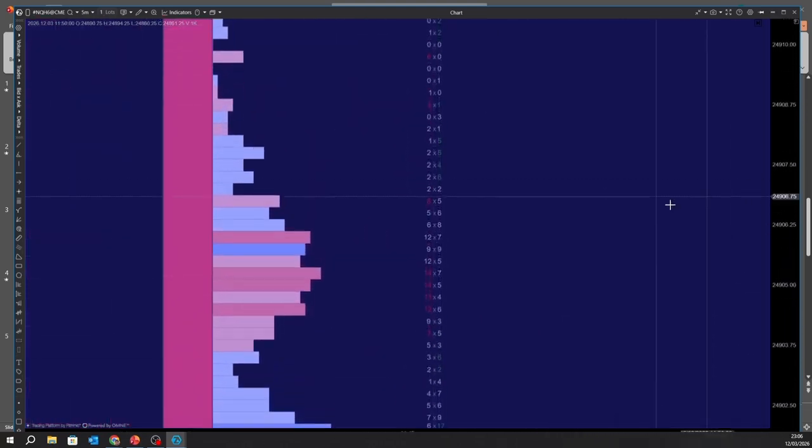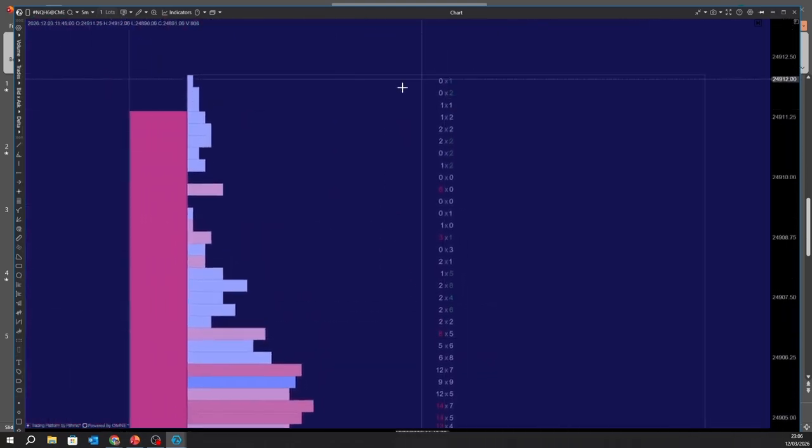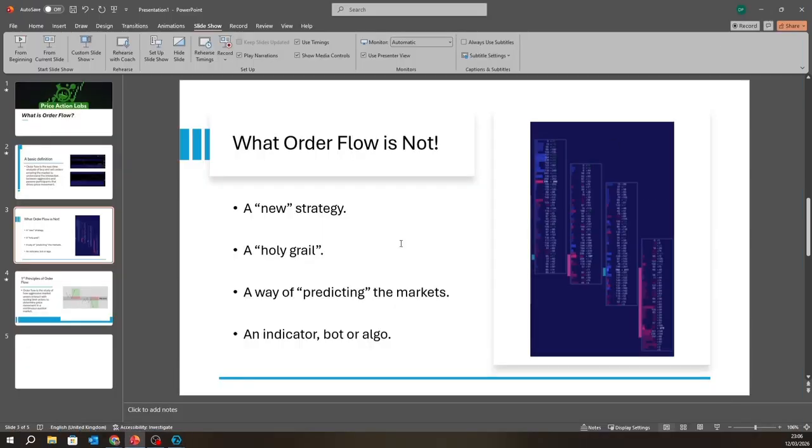Now, it is your job to read the numbers, and it's your job to understand what this means. It's not the candles that give you the data. It is the actual order flow of the buyers and sellers that make up the candle. So you want to understand order flow is not a strategy by itself. It's not the holy grail. It's not a way of predicting the markets either. You need to have a system behind that. And it's not an indicator.